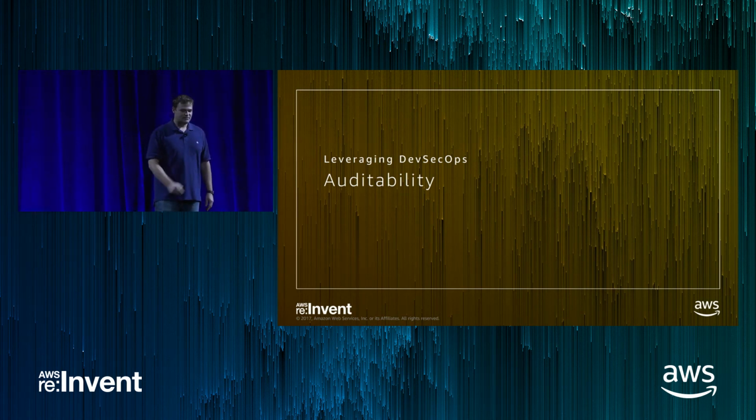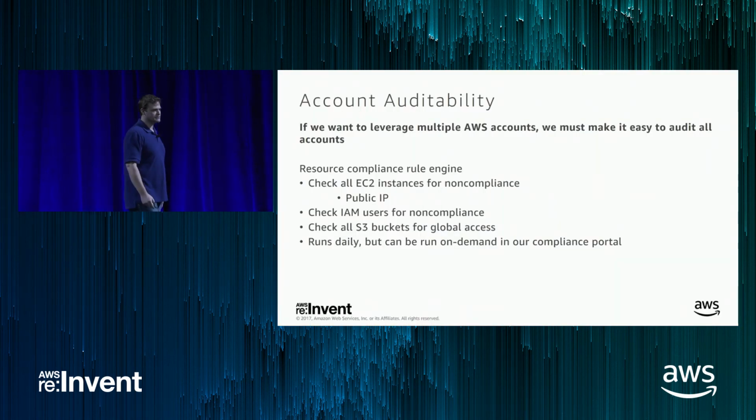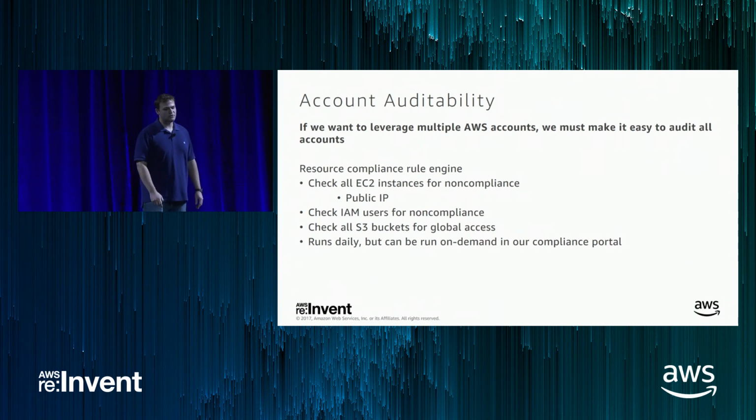All right, so that's the visibility challenge. Next is auditability, which is similar, but a little bit different, right? We want to be able to audit all of our accounts to make sure they're adhering to certain standards. So if you want to leverage multiple AWS accounts, you must make it easy to audit all these accounts. So we went down a road of trying to build a compliance rule engine.